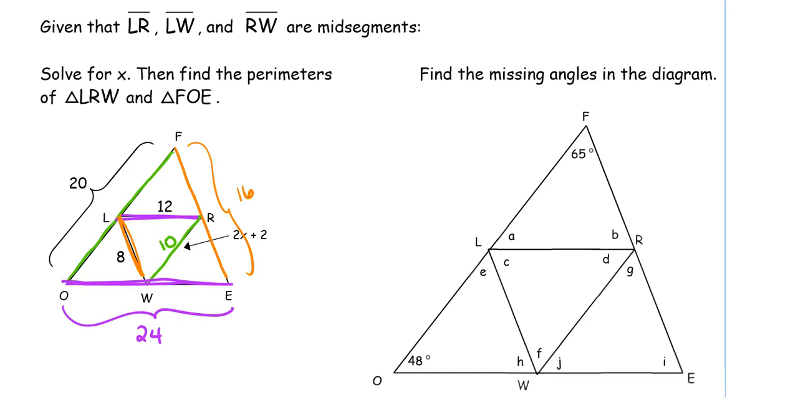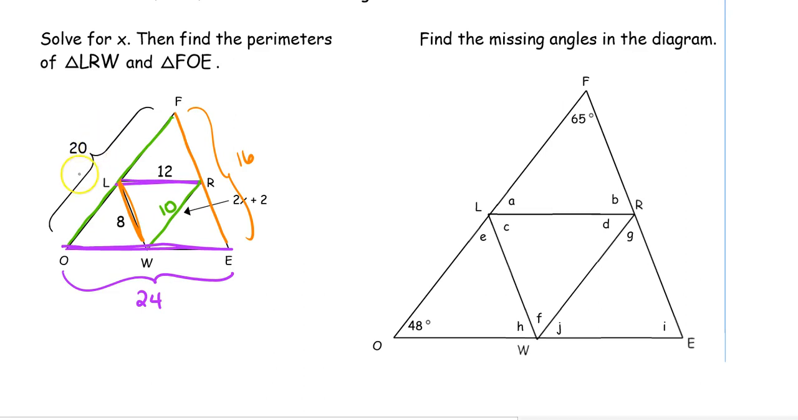We want to find the perimeters of our two triangles. We can start with one of them. So if I start with the big triangle, triangle FOE, for perimeter we just add up the three sides, and we find that our perimeter is going to be equal to 60. So the perimeter of triangle FOE is 60.